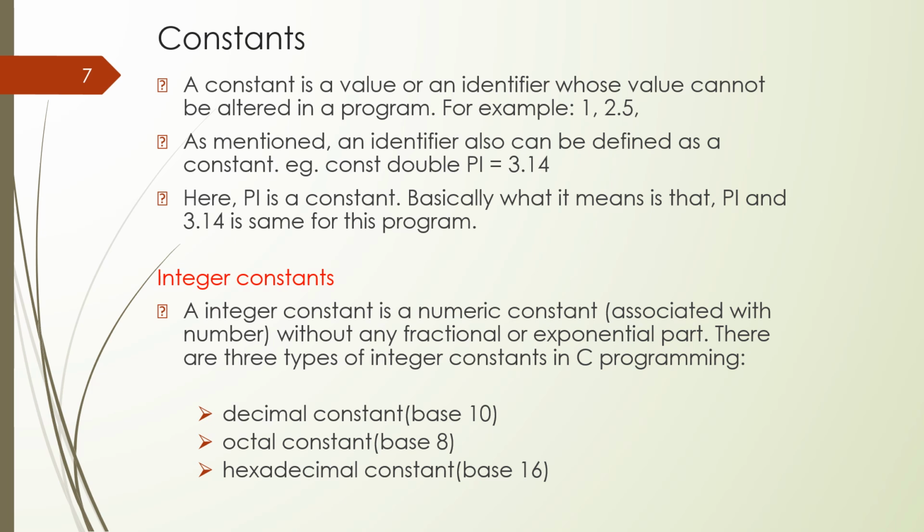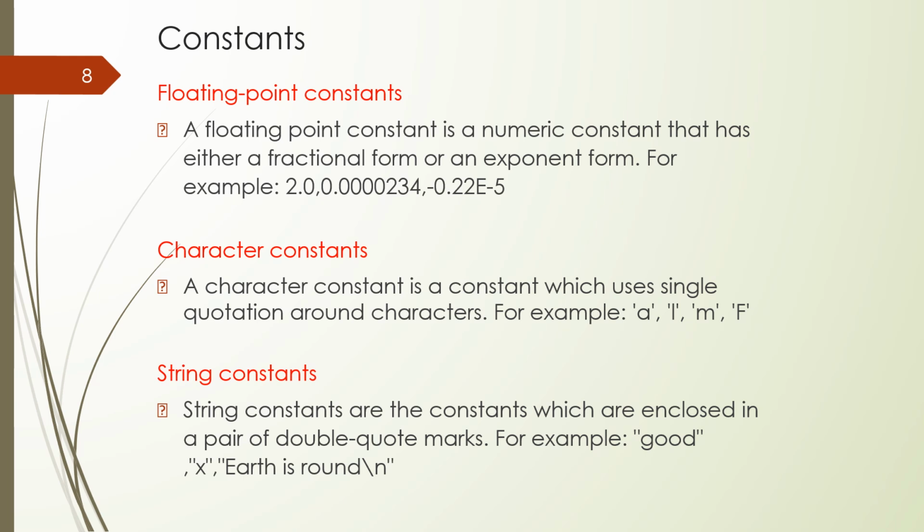Integer constant is one type of constant, to which you can assign an integer type value, for example decimal constant, octal constant, or hexadecimal constants. Similarly, there is the floating point constant, where you can assign a fractional form or exponential form of a number to that variable. In the same way, there is the character constant, where you assign a single character, and that character value you give with the help of single quotation marks. String constants are a type of constant enclosed in double quote marks, where you can give a string to a particular string constant variable.